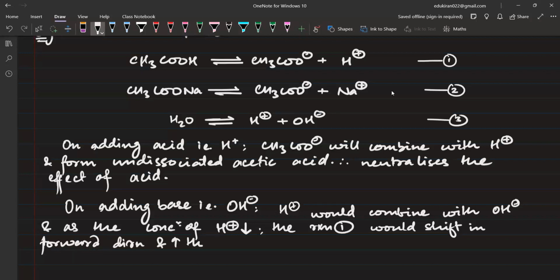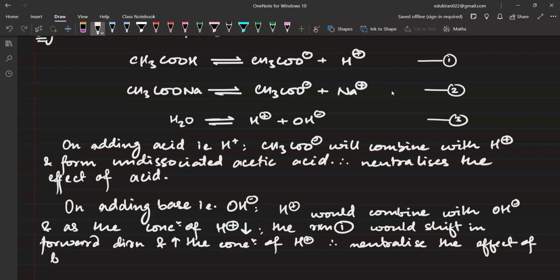And increase the concentration of H positive and therefore neutralize the effect of base.